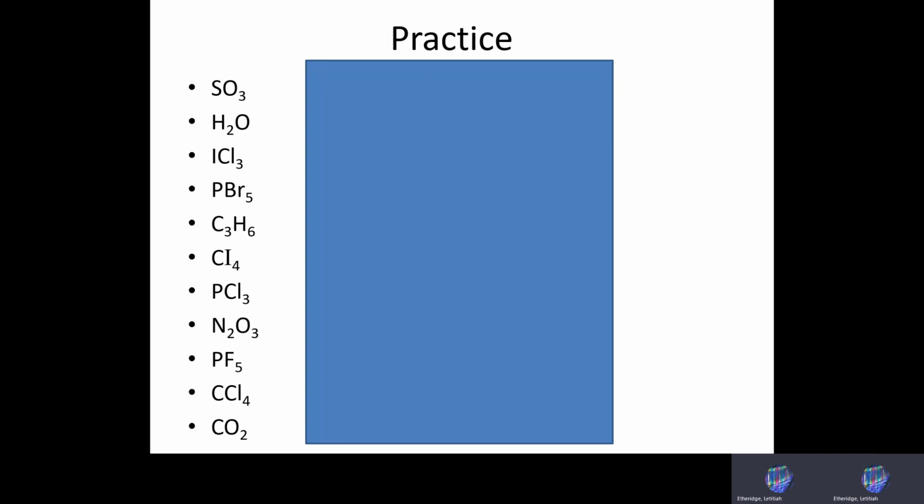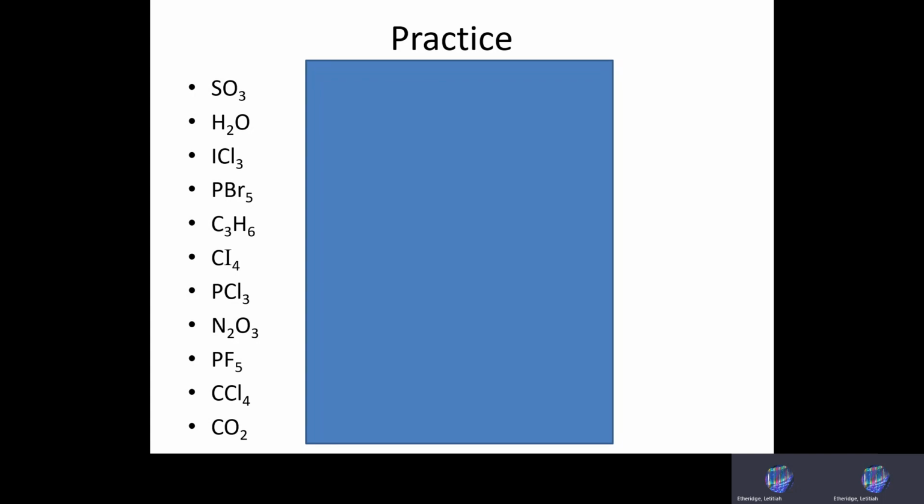Okay, then the second to last is CCl4. Carbon is only one of them, so I don't need a prefix. So it's carbon, and then I have 4 chlorines. That is tetra again, and it's going to be chloride. So carbon tetrachloride is that answer.